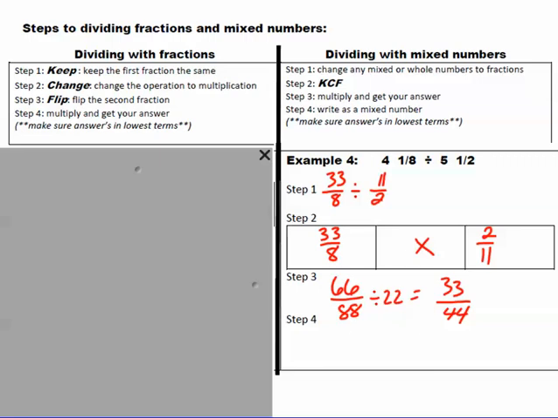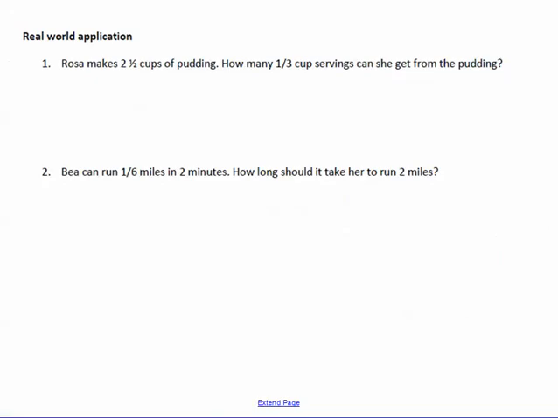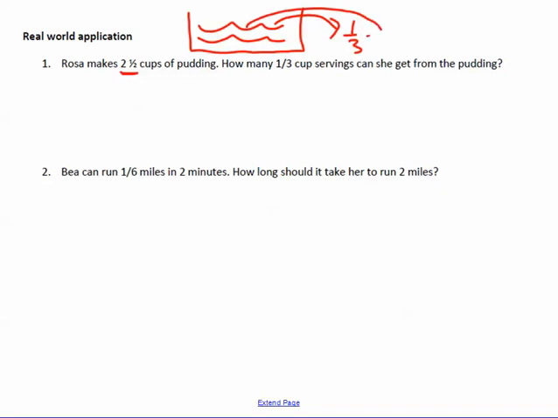All right, now let's do a couple word problems with division here. Rosa makes 2.5 cups of pudding. This is how much she has, and she wants to know how many 1/3 cup servings she can get. Basically, she has this much pudding, and she wants to know how many thirds she can take out of it. So that's dividing, because I want to see how many thirds.